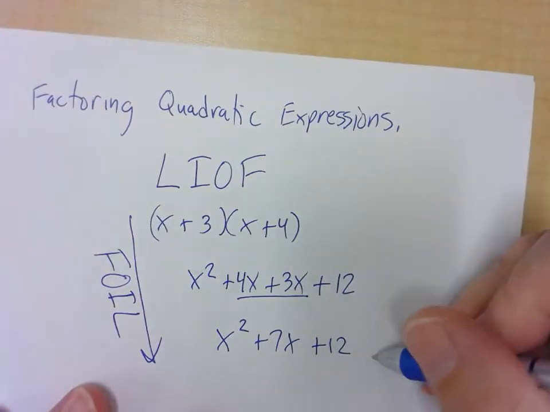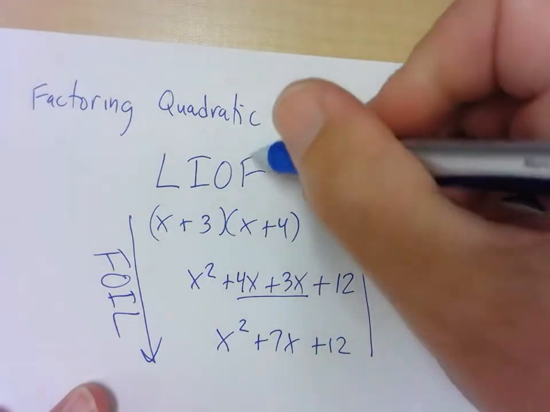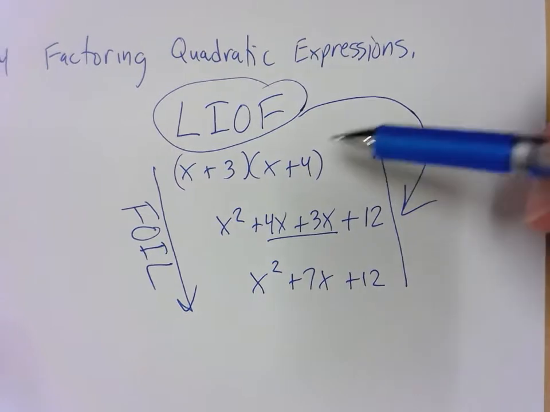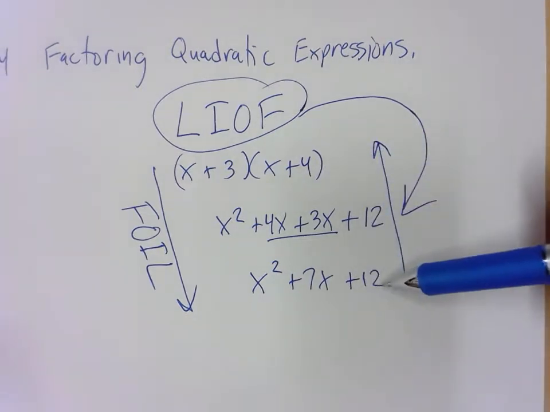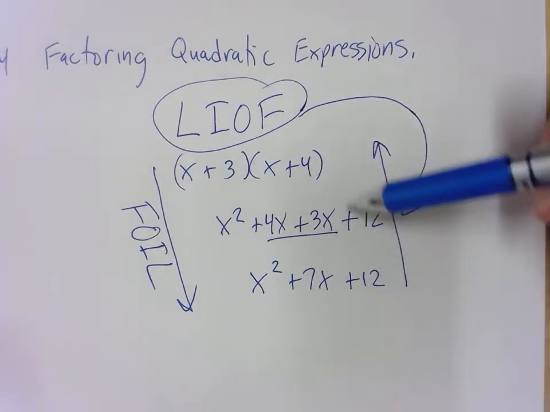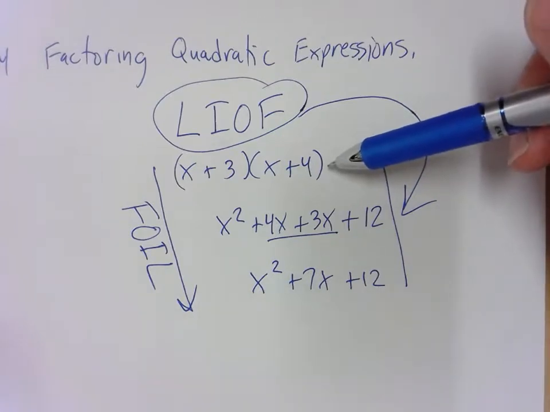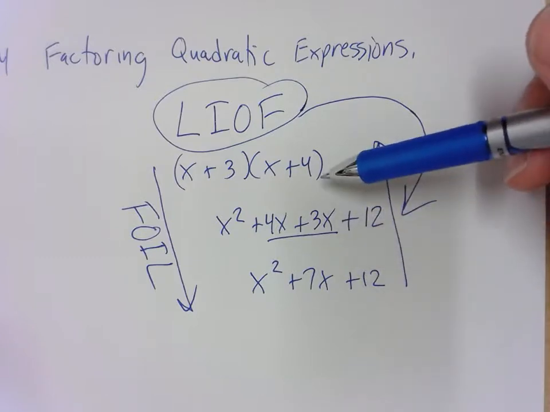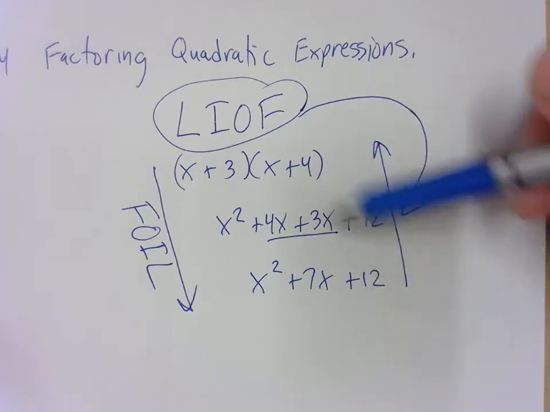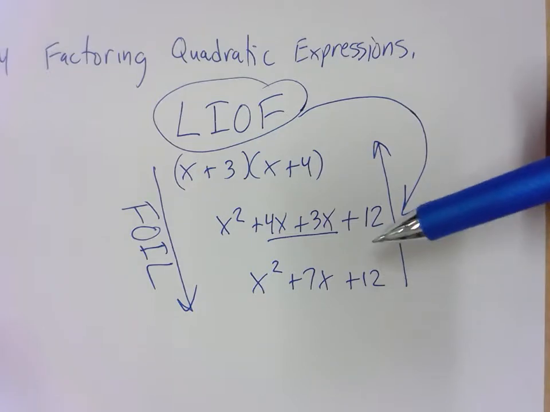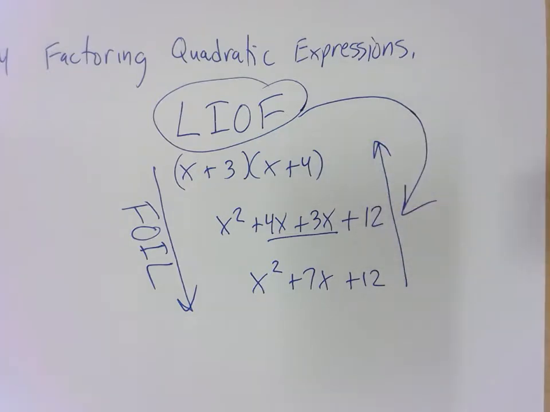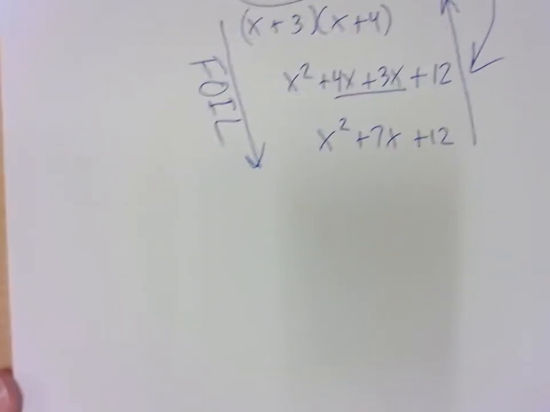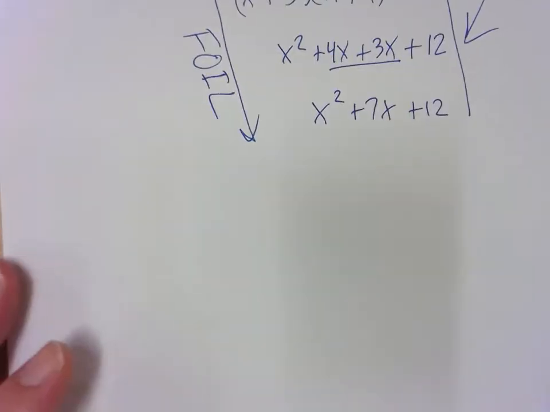And then I'm going to go back this way. So I'm going to do FOIL backwards. I'm going to take a quadratic in standard form and change it into a quadratic in factored form. So standard form, factored form, standard form. So I need to be able to switch between the two of these. So when you break things up in math with multiplication, we're breaking it up into its factors, the things that make it by multiplying things together.